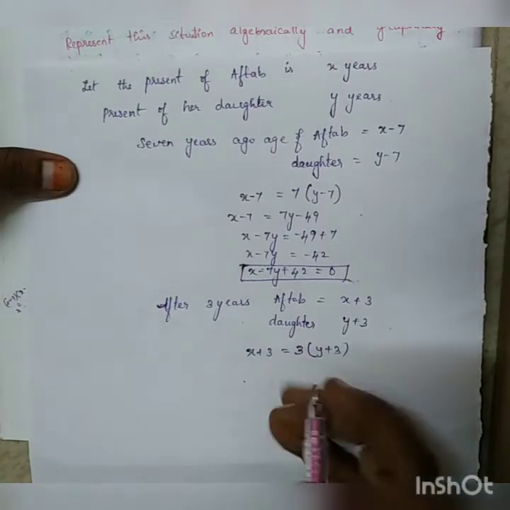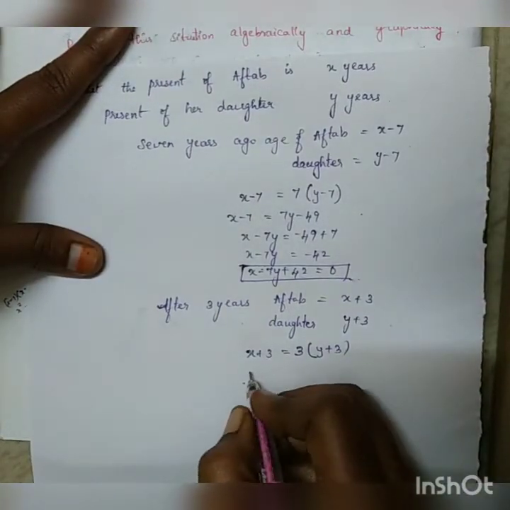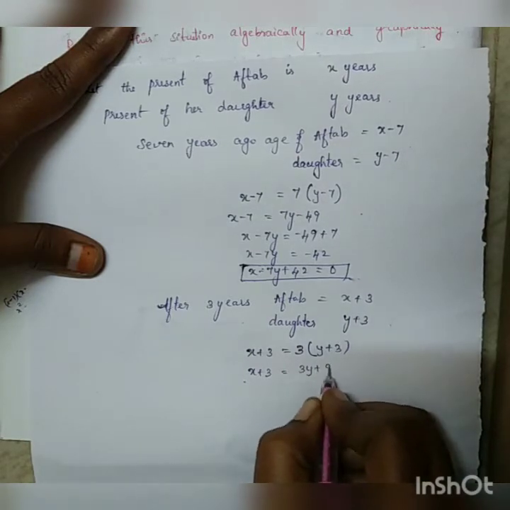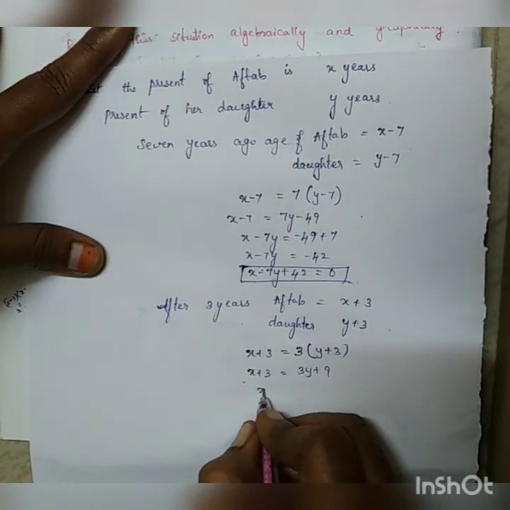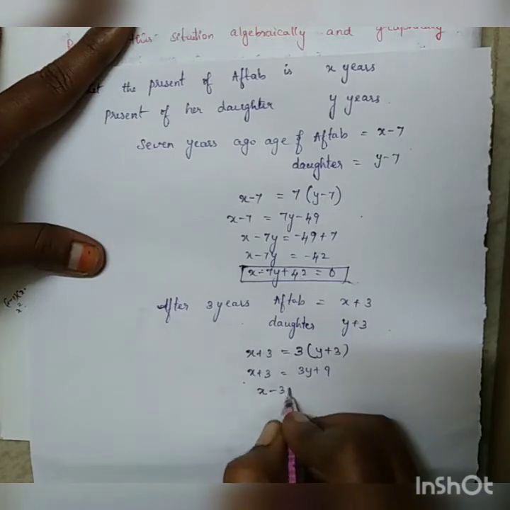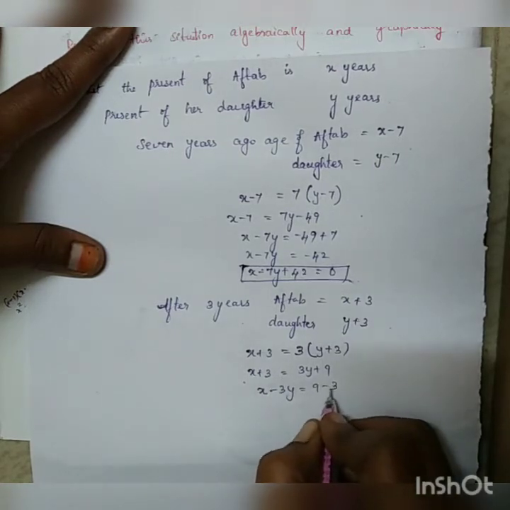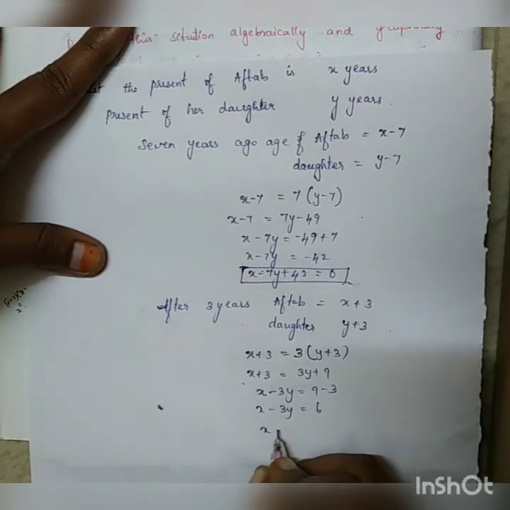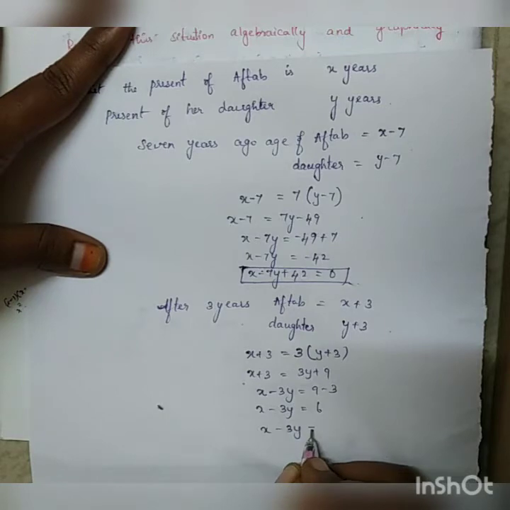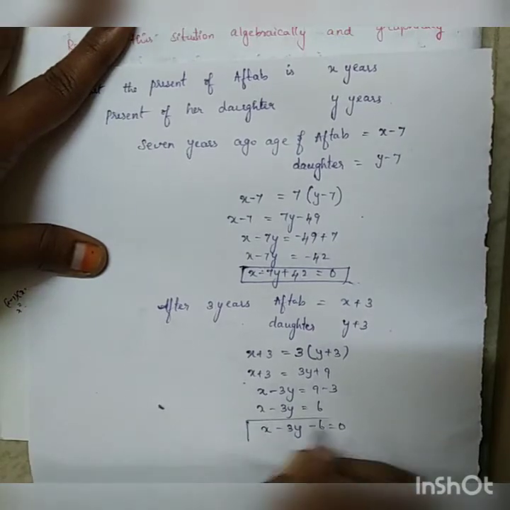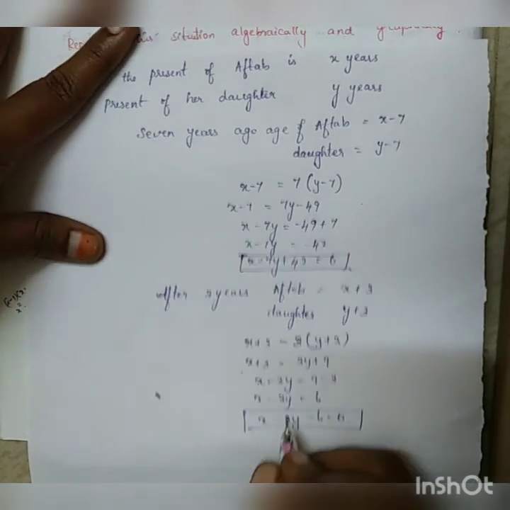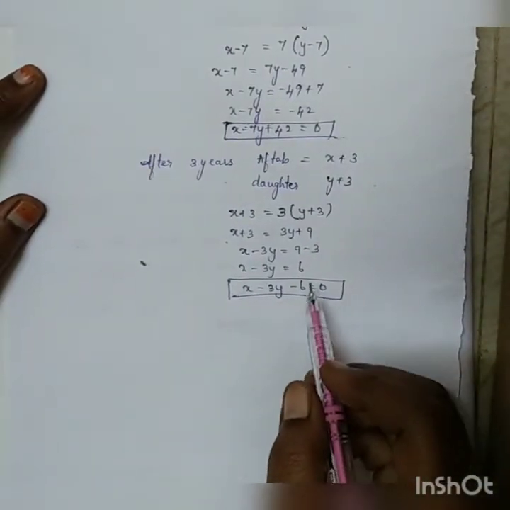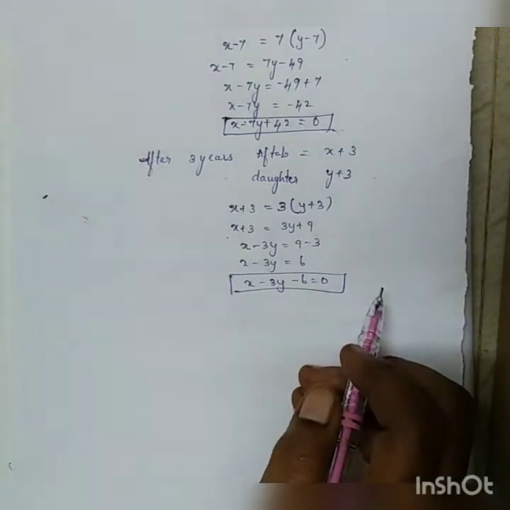Now we have to solve this and make it an equation. Now x plus 3 is equal to 3y plus 9. Take this to the other side. x minus 3y is equal to 9 minus 3, equal to 6. So x minus 3y minus 6 equals 0. This is the second equation we got. Now we have to find a solution and represent it in the graph.